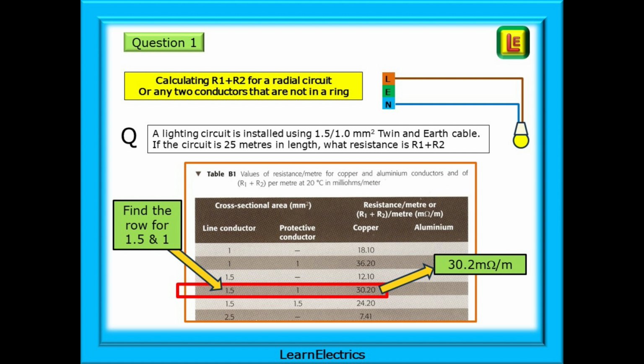We are calculating the resistance for a radial circuit or any two conductors that are not in a ring. If it helps, make a small sketch of the circuit to give you a visual aid. Table B1 is shown here. Find the cable sizes 1.5 and 1 mm for this question. This tells us that the combined resistance is 30.2 milliohms per meter length.